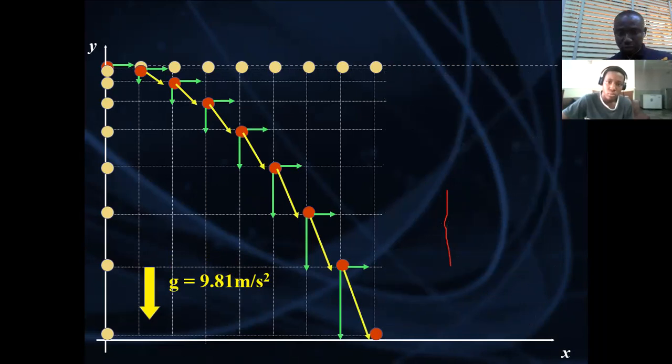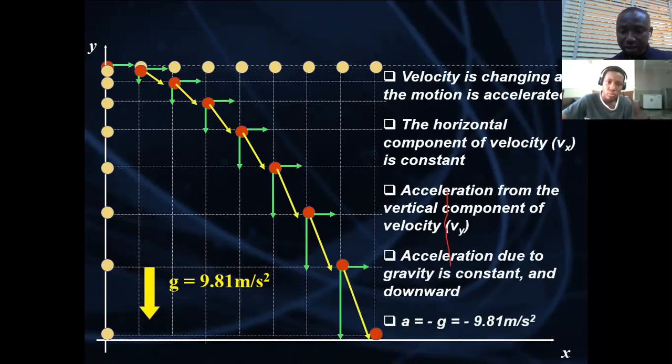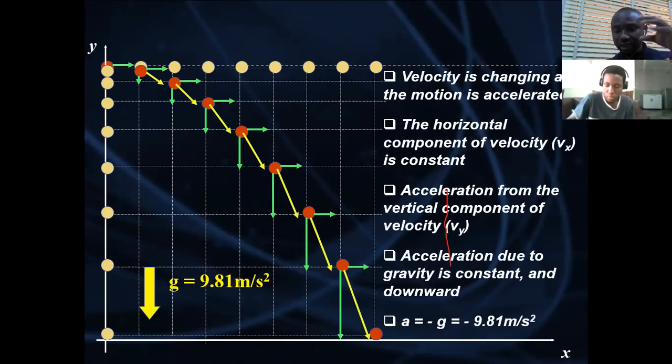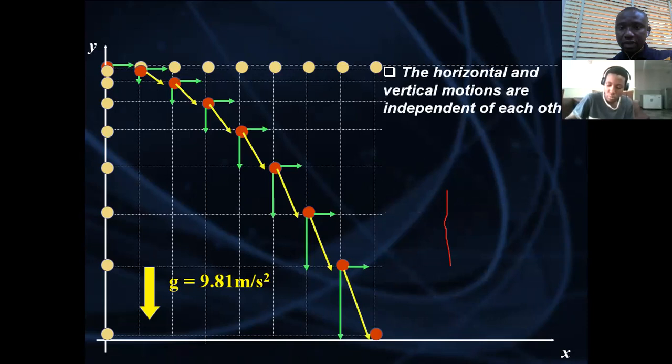Now, because it's downward, I didn't mention this, your acceleration due to gravity is negative because it's going downward. Now, like I said, please, if I'm too fast, let me know so that you could jot down. Do you understand?